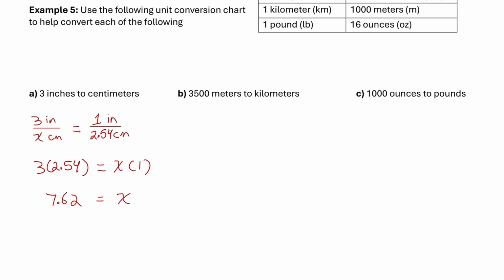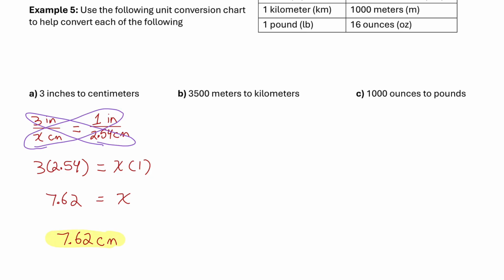This method of cross multiplication can only be used when we have 2 rates set equal to each other. We find the product of the numerator of one side with the denominator of the other side and set that equal to the product of the other denominator and numerator pair. And that allows us to easily isolate for x. So now we figured out that 3 inches is 7.62 centimeters.